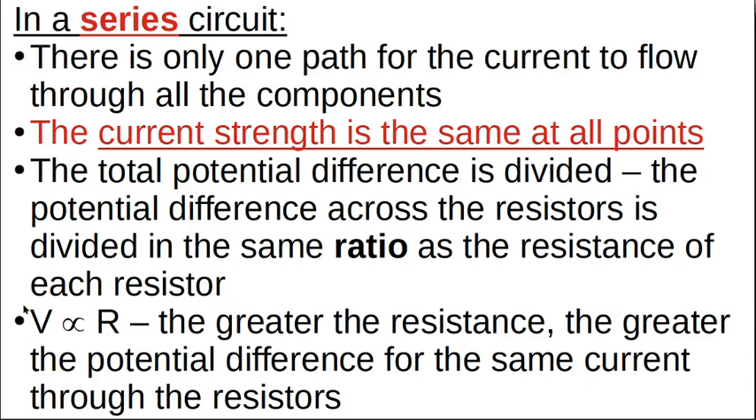And also in a series circuit, this is the way we would say this same ratio, the voltage is proportional to the resistance. Remember V for voltage or potential difference, and then this symbol here is the directly proportional to symbol. It means they have a directly proportional relationship. If V gets bigger, R gets bigger. If V gets smaller, R gets smaller. That is a directly proportional relationship. So the greater the resistance, the greater the potential difference for the same current through the resistors. These two are the same things, just expressed slightly differently.